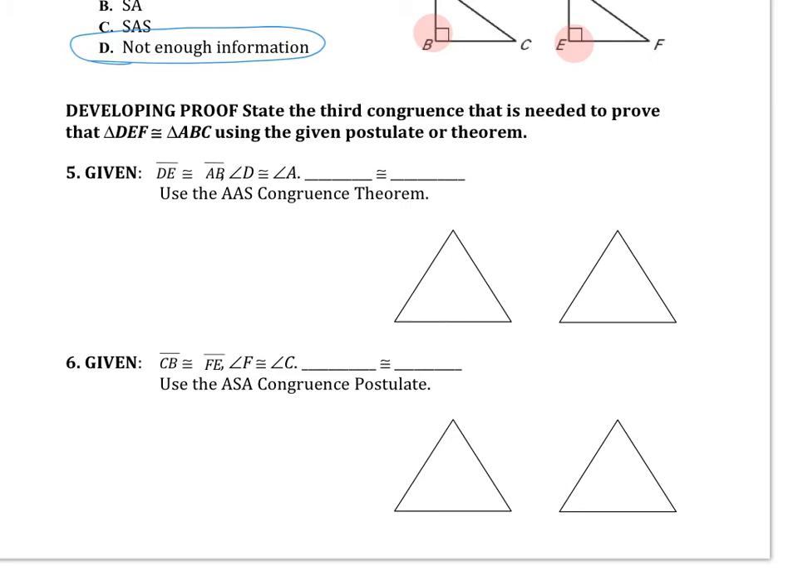Okay, so developing a little proof. Again, just like we've done previously, I would mark the drawings, and I've included the triangles for you. So DE with AB, angle D with angle A, and I want to use angle, angle, side. So I can't use B and E, or that would give me angle, side, angle, so I have to have F congruent to C.